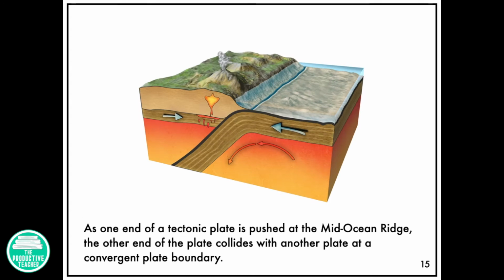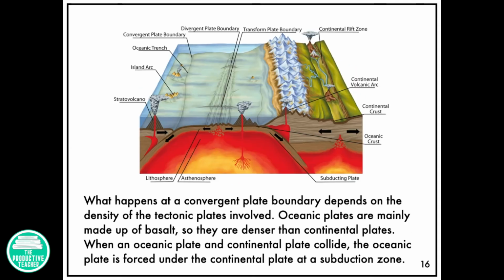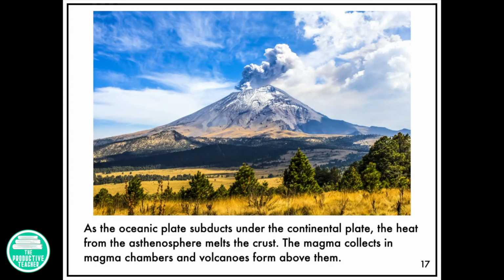As one end of a tectonic plate is pushed at the mid-ocean ridge, the other end of the plate collides with another plate at a convergent plate boundary. What happens at a convergent plate boundary depends on the density of the tectonic plates involved. Oceanic plates are mainly made up of basalt, so they are denser than the continental plates. When an oceanic plate and a continental plate collide, the oceanic plate is forced under the continental plate at a subduction zone. As the oceanic plate subducts under the continental plate, the heat from the asthenosphere melts the crust.